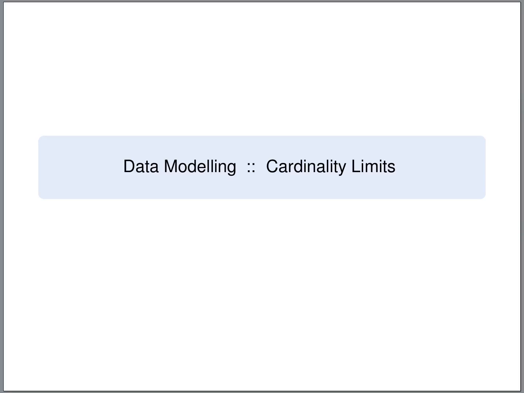We will now look at cardinality limits. They allow us to express different kinds of relations. We can, for example, express that the relationship is one-to-one or one-to-many, and so on.